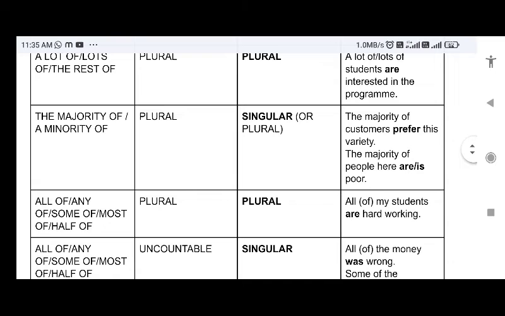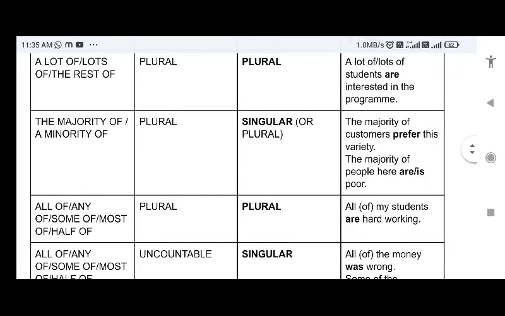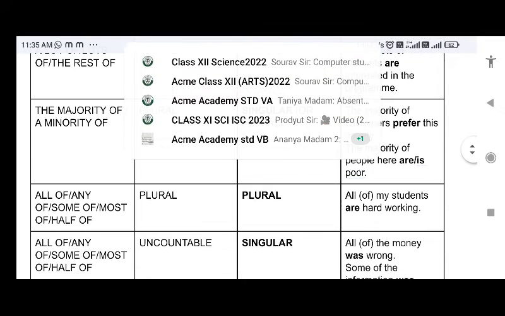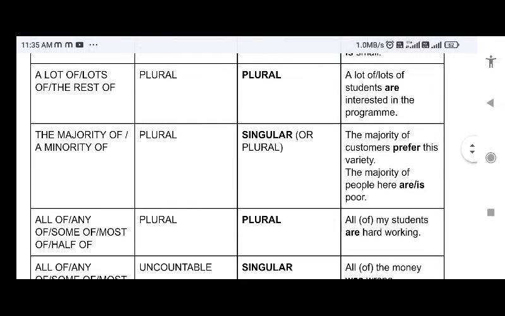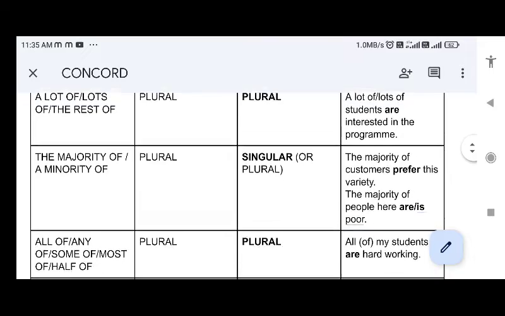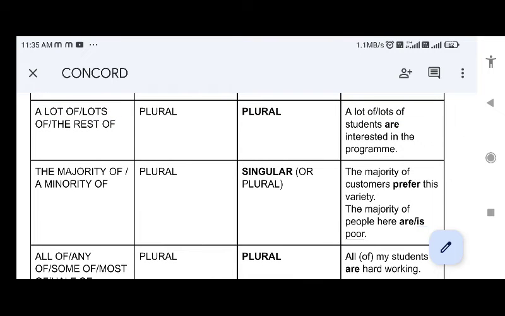The majority of or a minority of, if these phrases join a plural subject, then the verb is always written in singular. Sometimes in brackets it is written plural, which is informal, but in the formal sense it is always written in singular form. The majority of or a minority of something, after that we have to write singular, because see, the majority is written there. The is a definite article, so you are expressing the quantity in definitive terms. That's why the verb becomes singular.